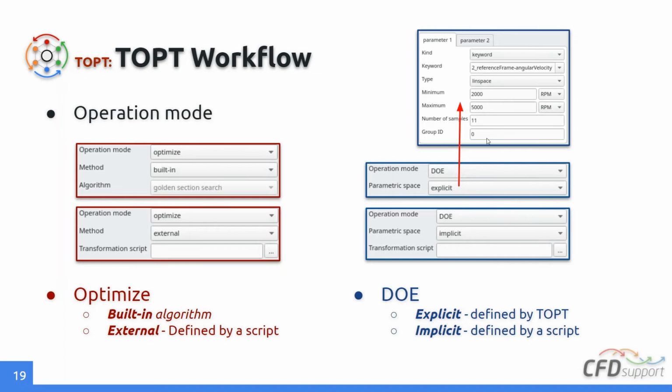And in DOE, you can use an explicit space, which means it will give you all the keywords connected to TMesh, TCAE, or TFEA, so you can combine any of the parameters available for the current TCAE run. Or you can use an implicit space, which is, for example, defined by a script and connected to external tools.